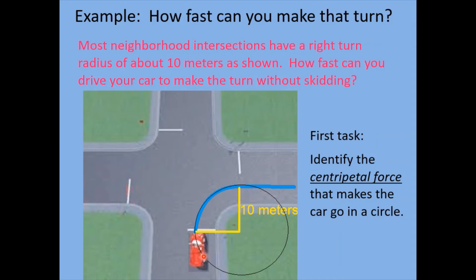So what this means is that when you make a turn in your car, you're undergoing uniform circular motion. Okay, and so that's how we can apply that to this problem. So the question is, how fast can you drive your car to make the turn without skidding? So the first task is to identify the centripetal force that makes the car go in a circle. So remember, one of the key things here is whenever something is going in a circular path, we know there has to be a force involved that makes the object follow that circular path. So your first task here is to think about, in this problem, what is it that makes the car go in a circular path? What type of force is it?